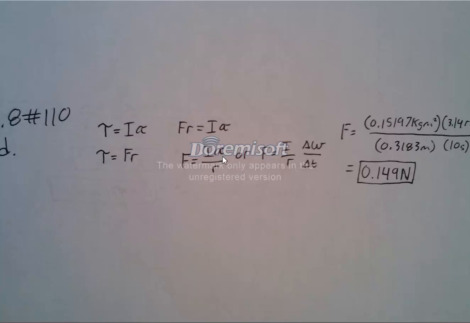We could rewrite the angular acceleration as delta angular speed over delta time. So this is our final equation we want to have. We can plug in all our numbers. 3.14, this is radians per second, times our inertia over our radius right here, and then our time. And then it'll come out to be 0.149 newtons for the force that acts on this hoop.